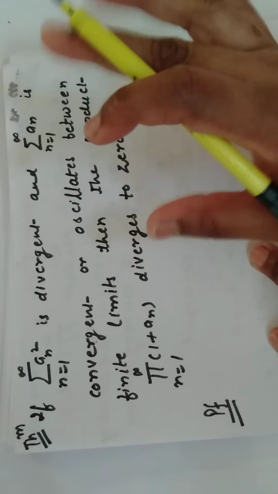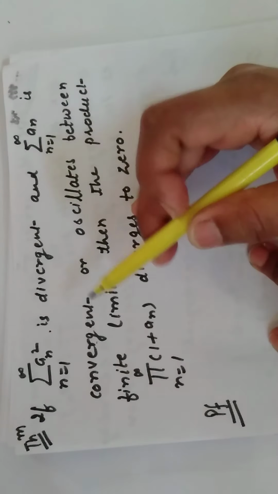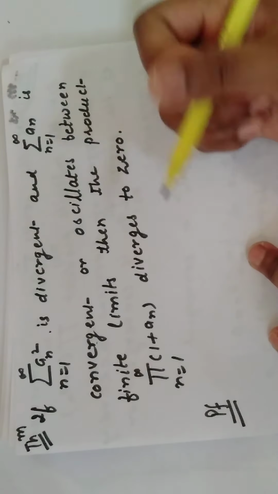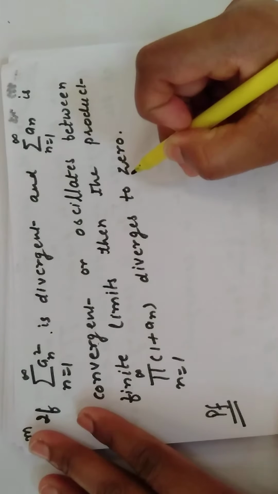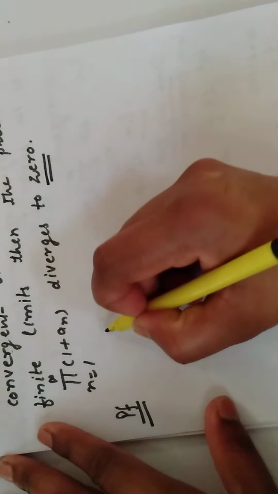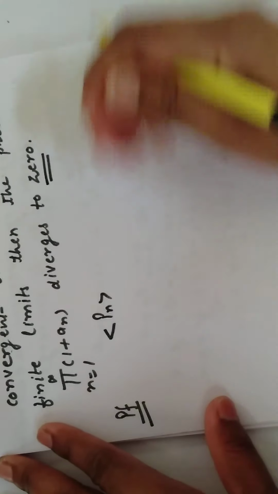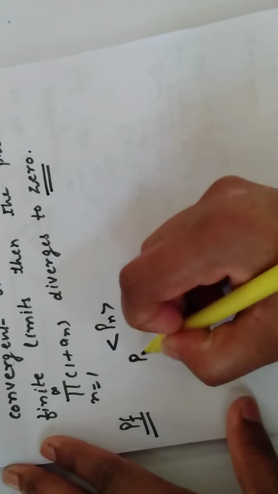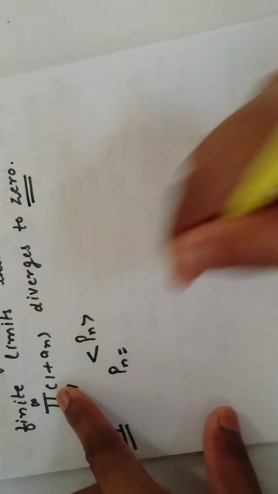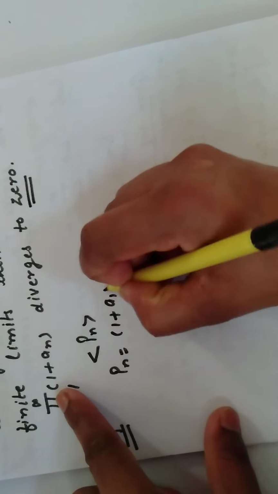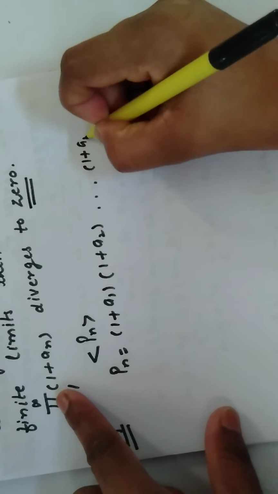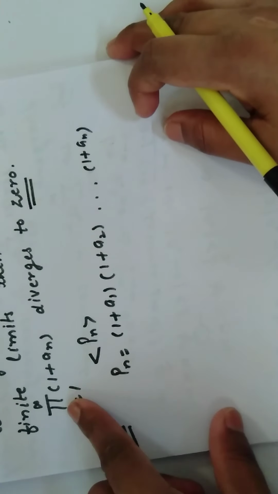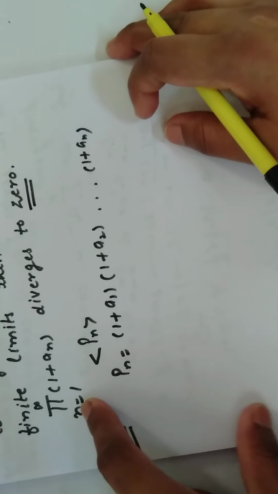So what we are given is that summation a_n squared is divergent and summation a_n is convergent or oscillates between finite limits, and you have to show this product is divergent, and also diverges to 0. Now we know that the convergence or divergence of the infinite product depends upon the sequence of partial products, right? Where P_n is the product of the first n factors, (1 plus a_1)(1 plus a_2) up to (1 plus a_n). Now the product can be converted into a series with the help of logarithm.